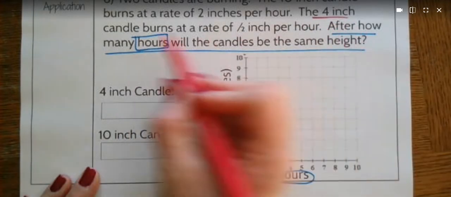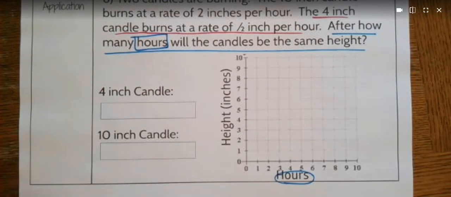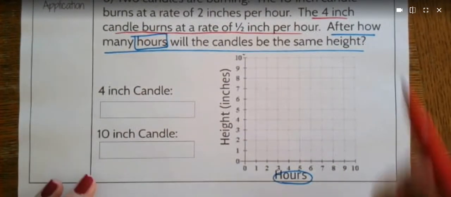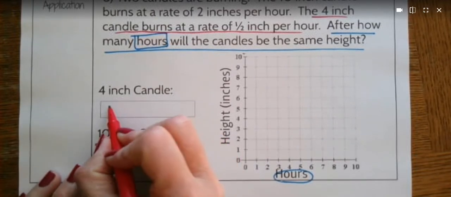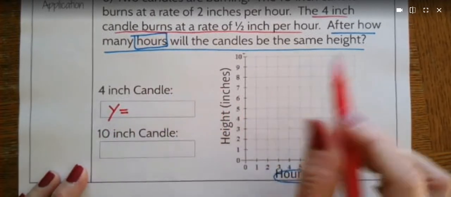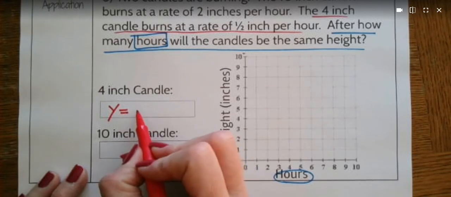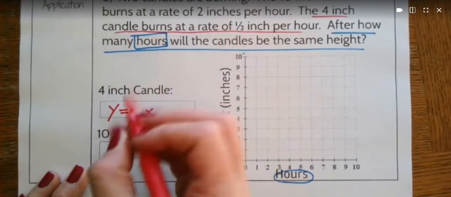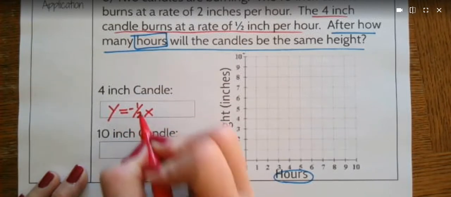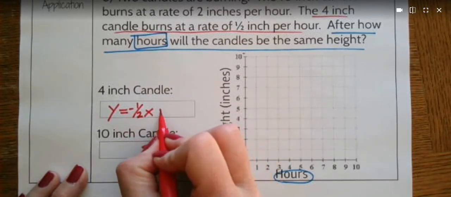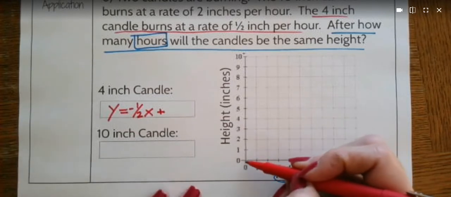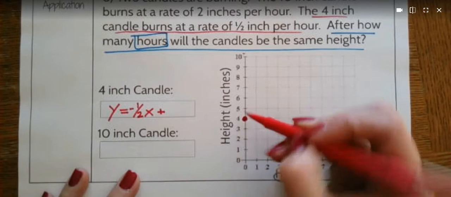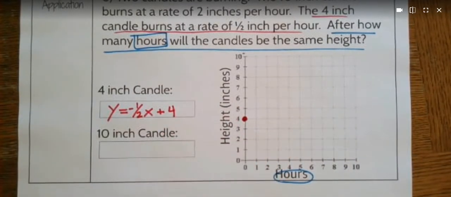So we have the 4-inch candle burns at a rate of half of an inch per hour. Okay, so y is going to be our total height, and the rate at which it is burning. Remember, slope is rate. So our slope here is going to be negative half because we're burning, so we're losing candle, so negative 1/2. And then the y-intercept is going to be the start. So at time of 0, the height of that candle is 4 inches right here. So that is my y-intercept there.